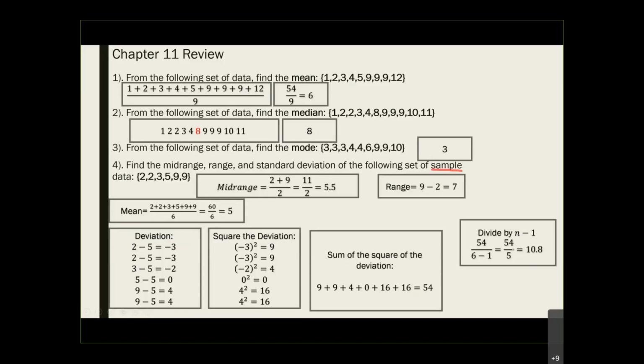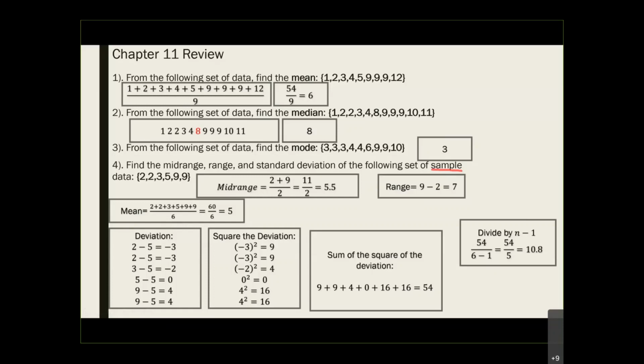which is 54, the sum of the deviation squared, divided by n minus 1, which is 6 minus 1 is 5, so 54 divided by 5 is 10.8. If on ALEKS they ask you for the variance, this is your variance. Your variance is 10.8. I don't know if they ask you on ALEKS, I don't think they ask you on the final exam. So again, if you were to do the homework and they ask you for variance.